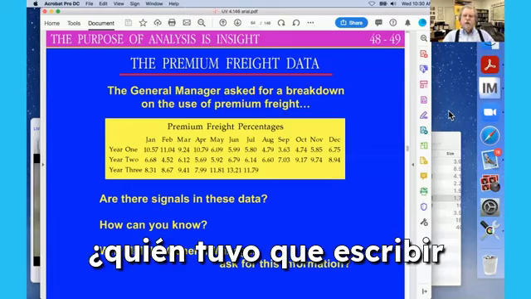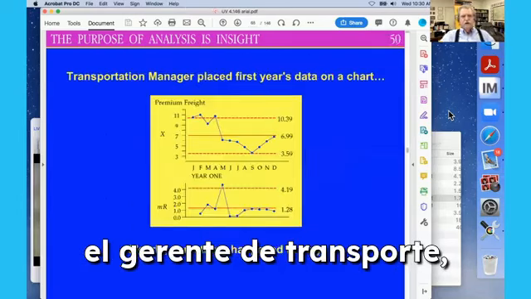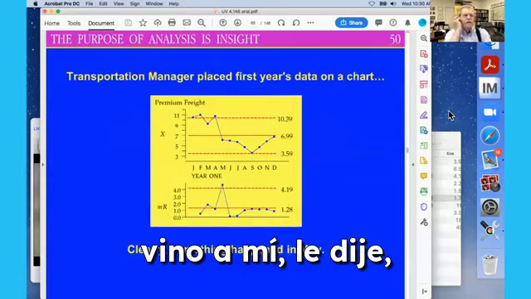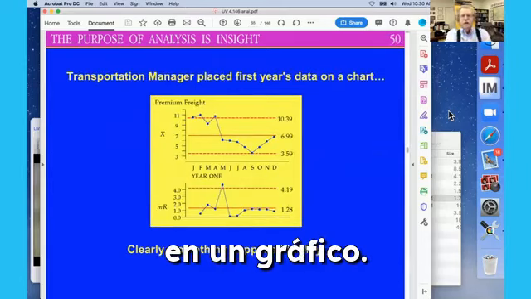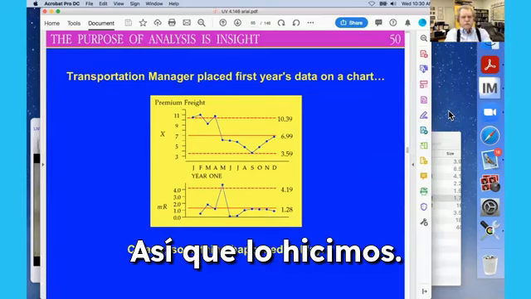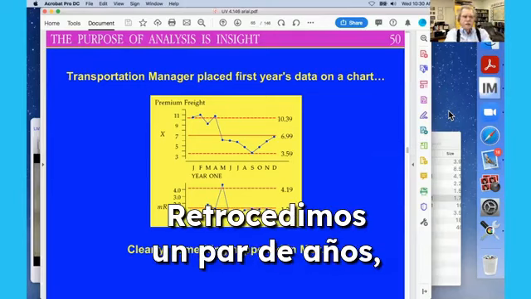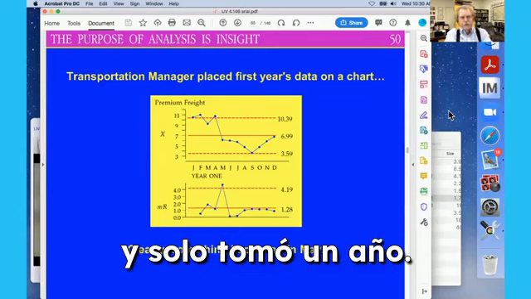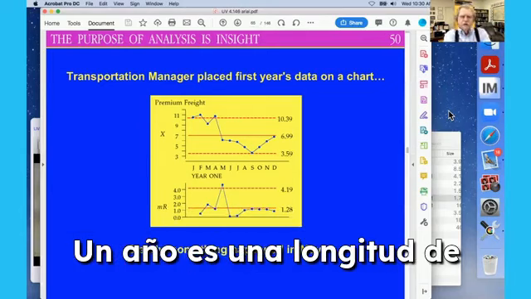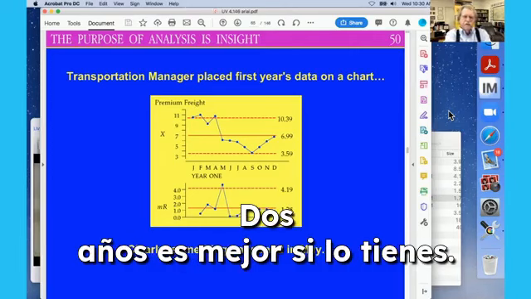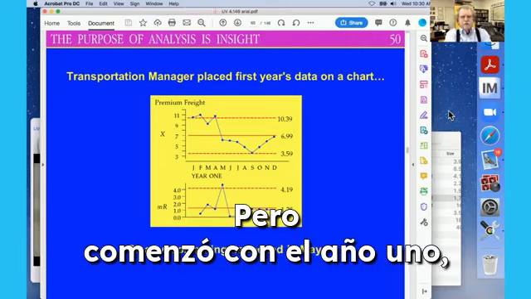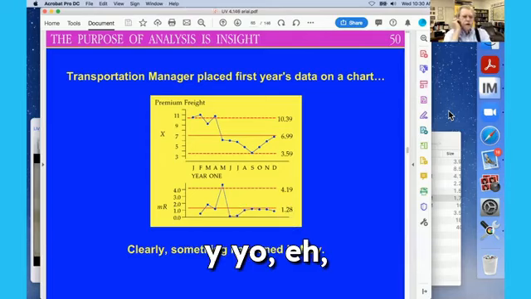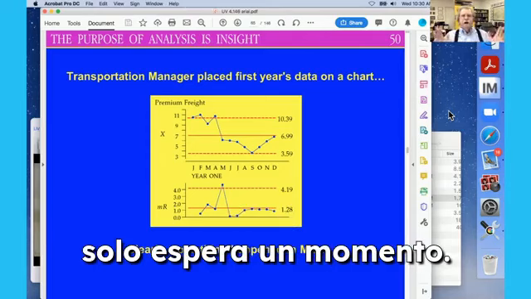Well, who got to write the report? The transportation manager. He came to me. I said, let's put the data on a chart. So we did. Went back a couple of years. And we just took 1 year. 1 year is a convenient length of time. 2 years is better if you've got it. But we started with year 1, and I just, wait, time out.